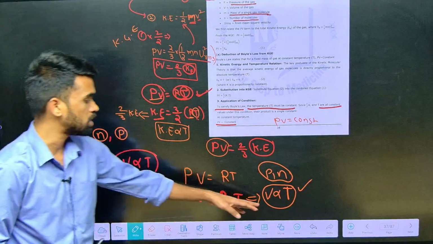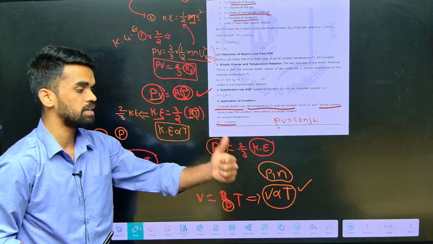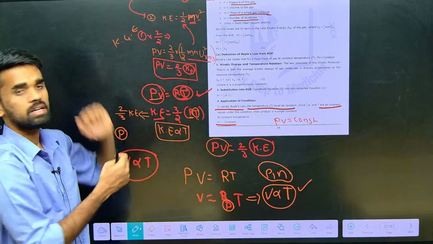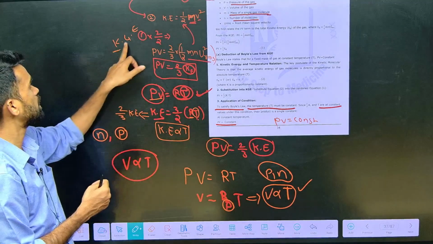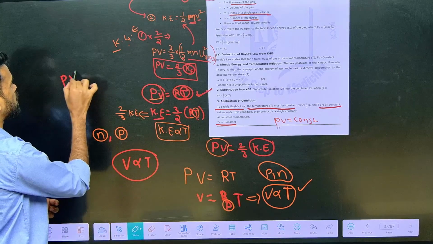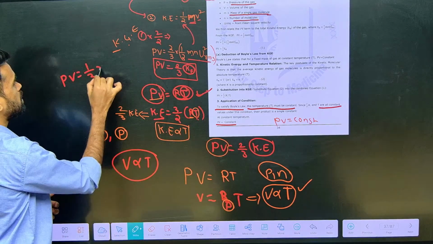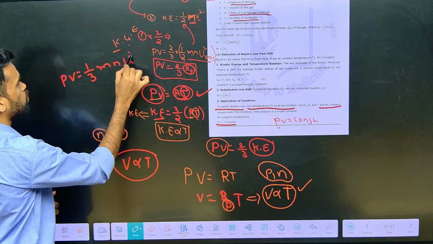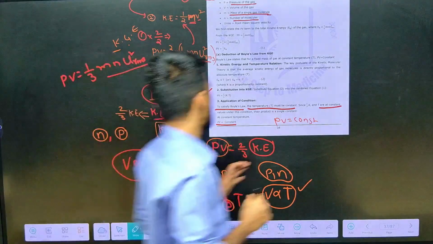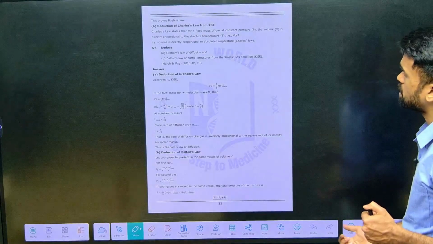Okay, so we got the second equation also. We have derived Boyle's law and Charles law from KGE, that is kinetic gas equation. What is the kinetic gas equation to be remembered? PV equals 1 by 3 m u square, that is u RMS velocity. Okay, that's it. Up to here it is clear. The second question is also clear.